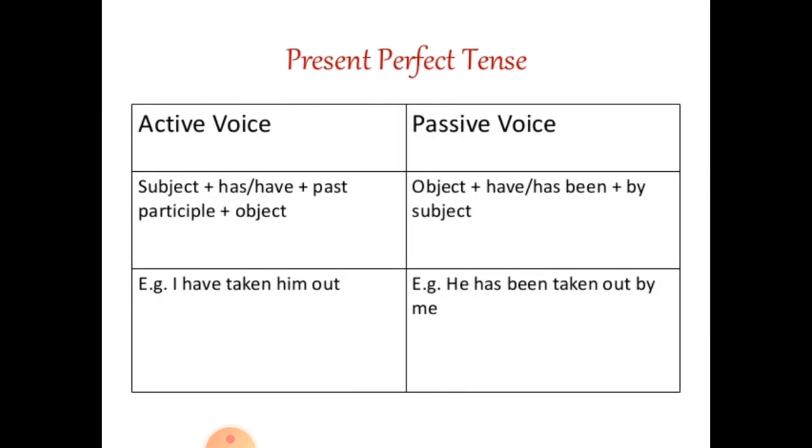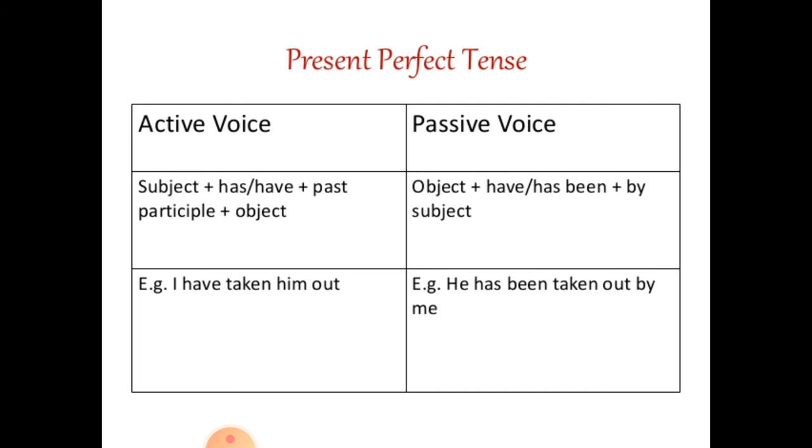In the present perfect tense, active voice and the passive voice, we'll see again. Subject plus has or have plus past participle plus object. See in the example, I have taken him out. See, subject I, with I we add have. Then past participle taken and object him. Now in the passive voice, object plus have or has been. Been will be added plus by subject.